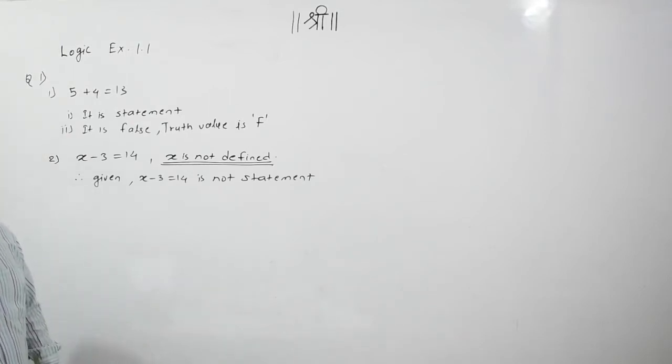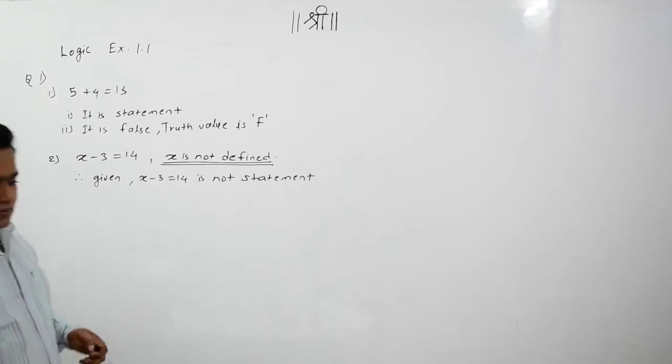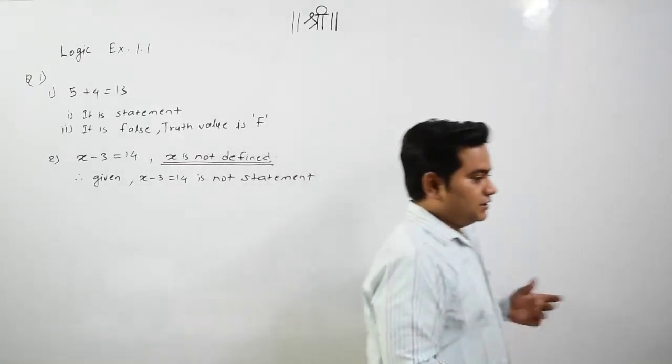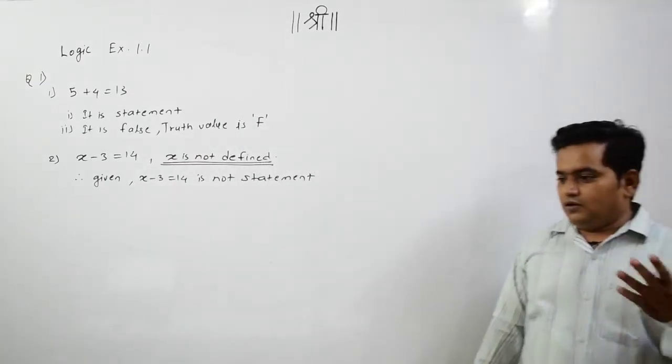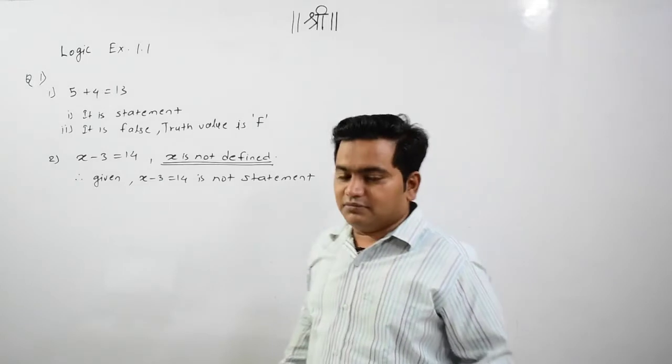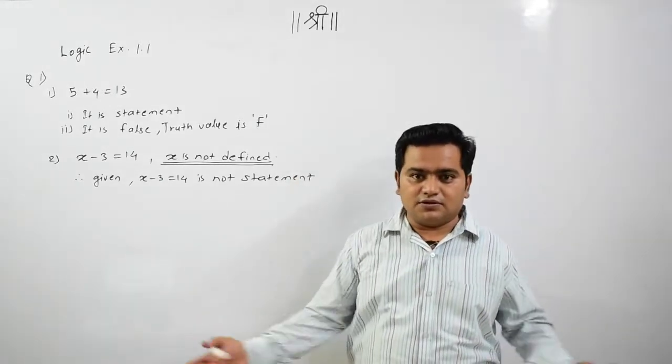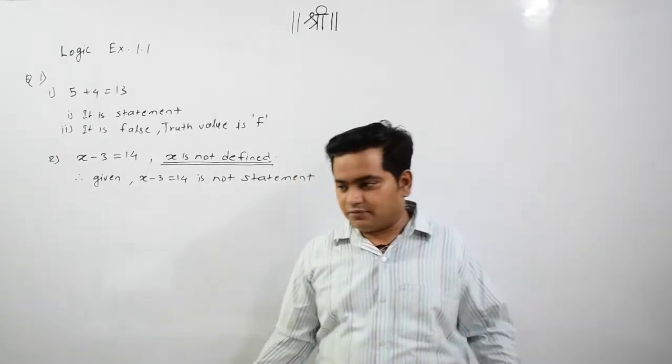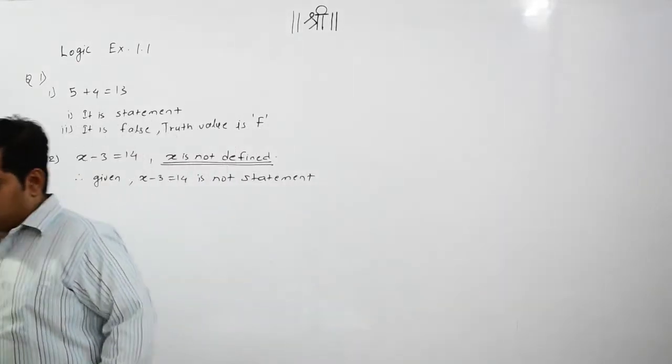Sentence is what? Close the door. There is no declaration. There is no information which can be justified. Therefore, closing the door is not a statement. Now next step, I will move directly to question number 4.